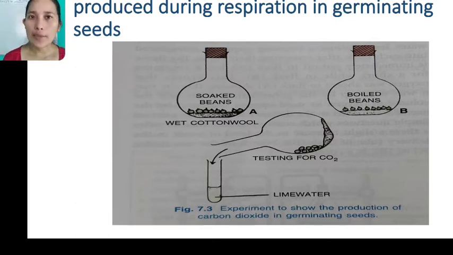You are using lime water, because lime water when it reacts with carbon dioxide turns milky. So if lime water turns milky, that means carbon dioxide was present. So that's all about this experiment.